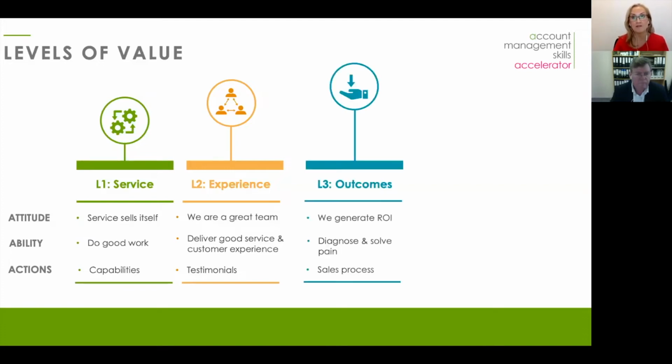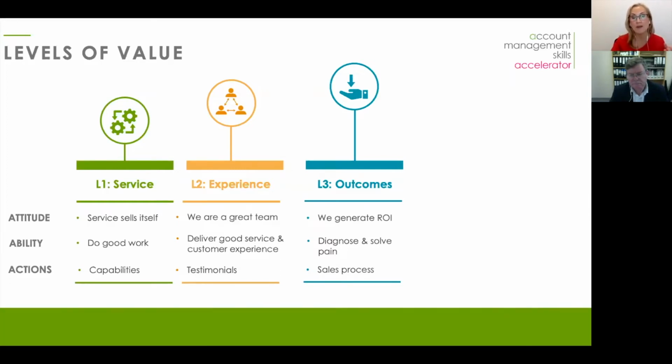The third level of value, and we're going up in value here, is all about the business outcomes that you're helping me achieve. The reason a client works with you is that they know there's a direct return on investment. The ability you'd have as an agency is diagnosing the client's issues, using your questioning techniques to uncover the challenges they're having so that you can look for more ways to help them. So you would have some kind of sales process.